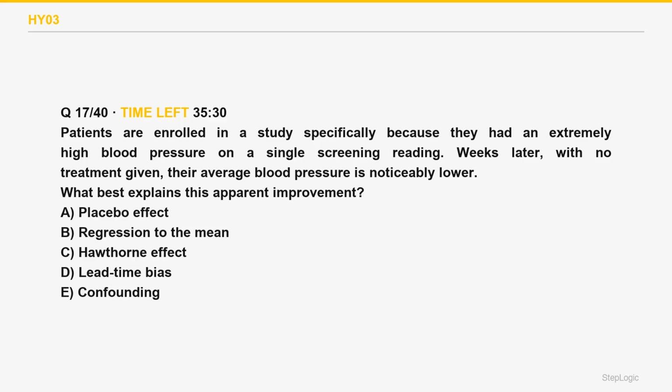What best explains this apparent improvement? Patients are enrolled in a study specifically because they had an extremely high blood pressure on a single screening reading. Weeks later, with no treatment given, their average blood pressure is noticeably lower. Read the command: why extreme values fall on their own. Picking people by an extreme reading guarantees the next reading looks better.